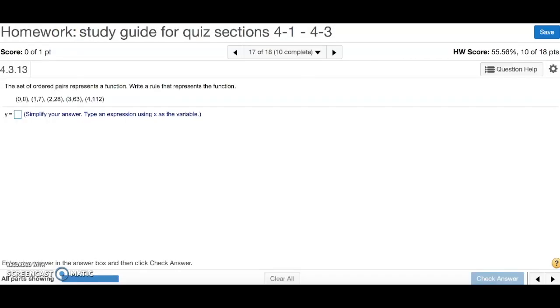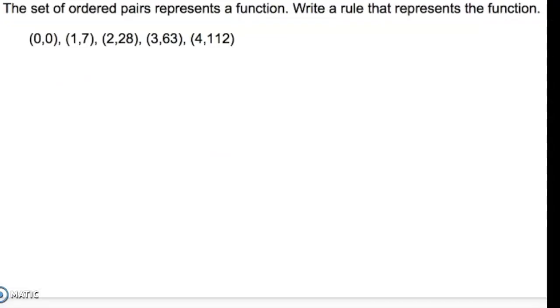Number 17. The set of ordered pairs represents a function. Write a rule that represents the function. So let's take a look at how to do that. What we're going to do first to figure this out is to write the coordinates vertically. So 0, 0, 1, 7, 2, 28, 3, 63, and 4, 112.